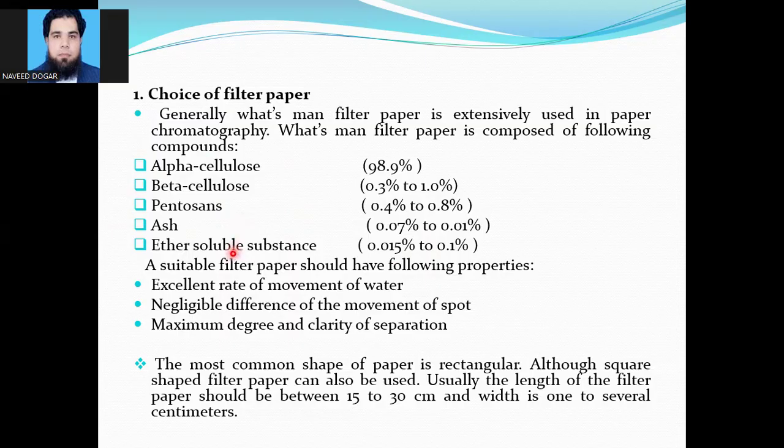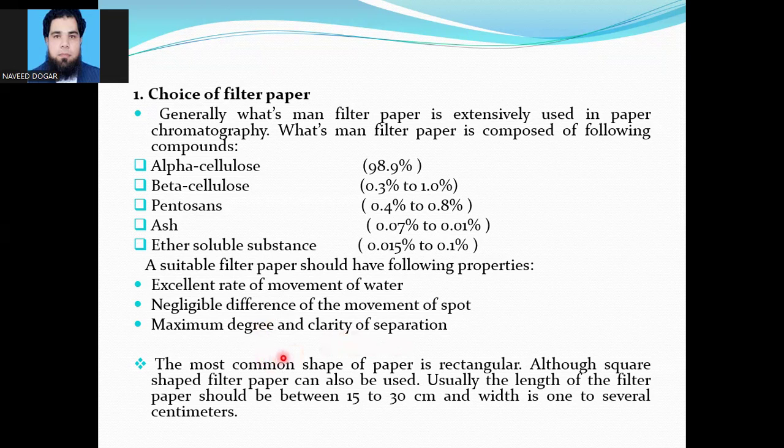We must keep in mind that a suitable filter paper should have the following properties. This paper should have an excellent rate of movement of water. It means that the solvent, or the mobile phase, can move easily. It has a negligible difference in the movement of the spot. It means that when we apply the sample on the baseline, the sample spot should not move prior to the application of the solvent. Then maximum degree and clarity of separation. Our paper should make proper spots after separation. If there are ambiguous or mixed spots, then definitely there is no clarity of separation. So maximum degree and clarity of separation must be there.